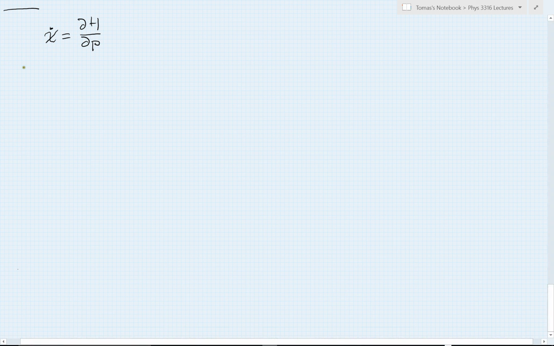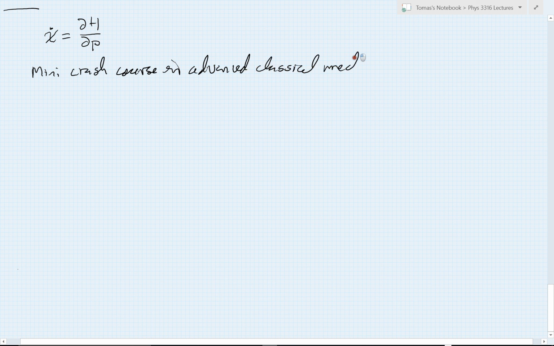And for that, we're going to give you a little mini, kind of an aside, a mini crash course in advanced classical mechanics. I'm really just going to focus on deriving this equation. This equation is one of two equations that Hamilton derived for the Hamiltonian. So we might call this Hamilton's equation number one. So we're going to try to derive this.